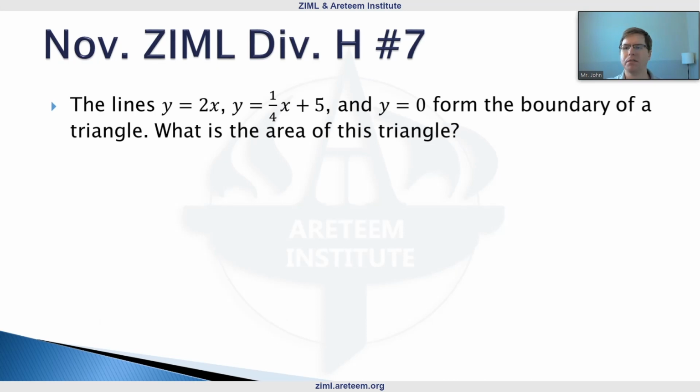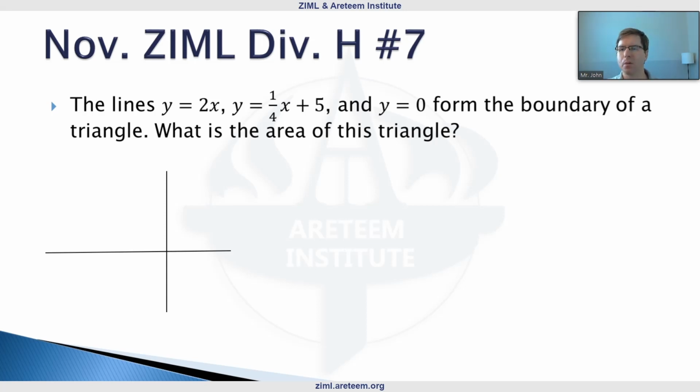So, first question here is a little bit of a mix of algebra and geometry when we start thinking about the question. So we have three lines: y equals 2x, y equals x over 4 plus 5, and y equals 0. These three lines form the boundary of a triangle, and we want to find the area of that triangle.